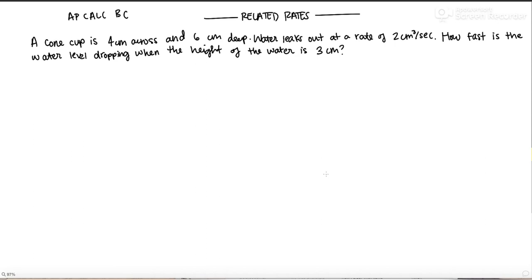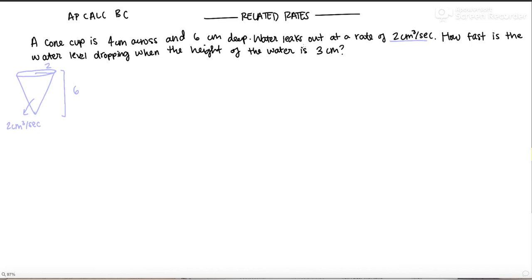So I like to go ahead and start off with drawing a picture of my given information. So we have a cone here, and then we know it's 4 centimeters across. And if it's 4 centimeters across, that's the diameter. So really our radius is 2 centimeters. 6 centimeters deep, and then water leaks out at a rate of 2 centimeters cubed per second. Now notice how this is a rate, it's not just a value.